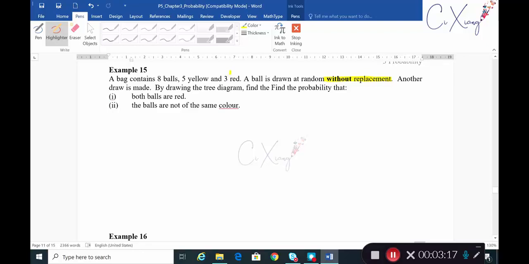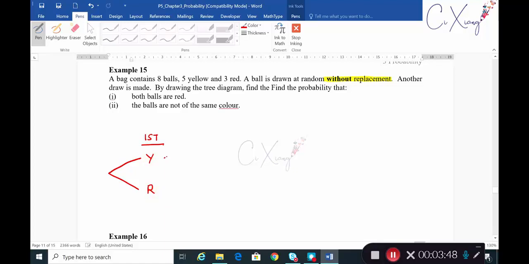The first one is taken out, followed by the second one. So it is actually a process: take out the first ball followed by the second ball. Therefore, it is quite suitable to apply a tree diagram here. When you draw the tree diagram, we draw it this way. The first one is the first ball that you draw. When you draw the first ball, it can be either yellow or red.